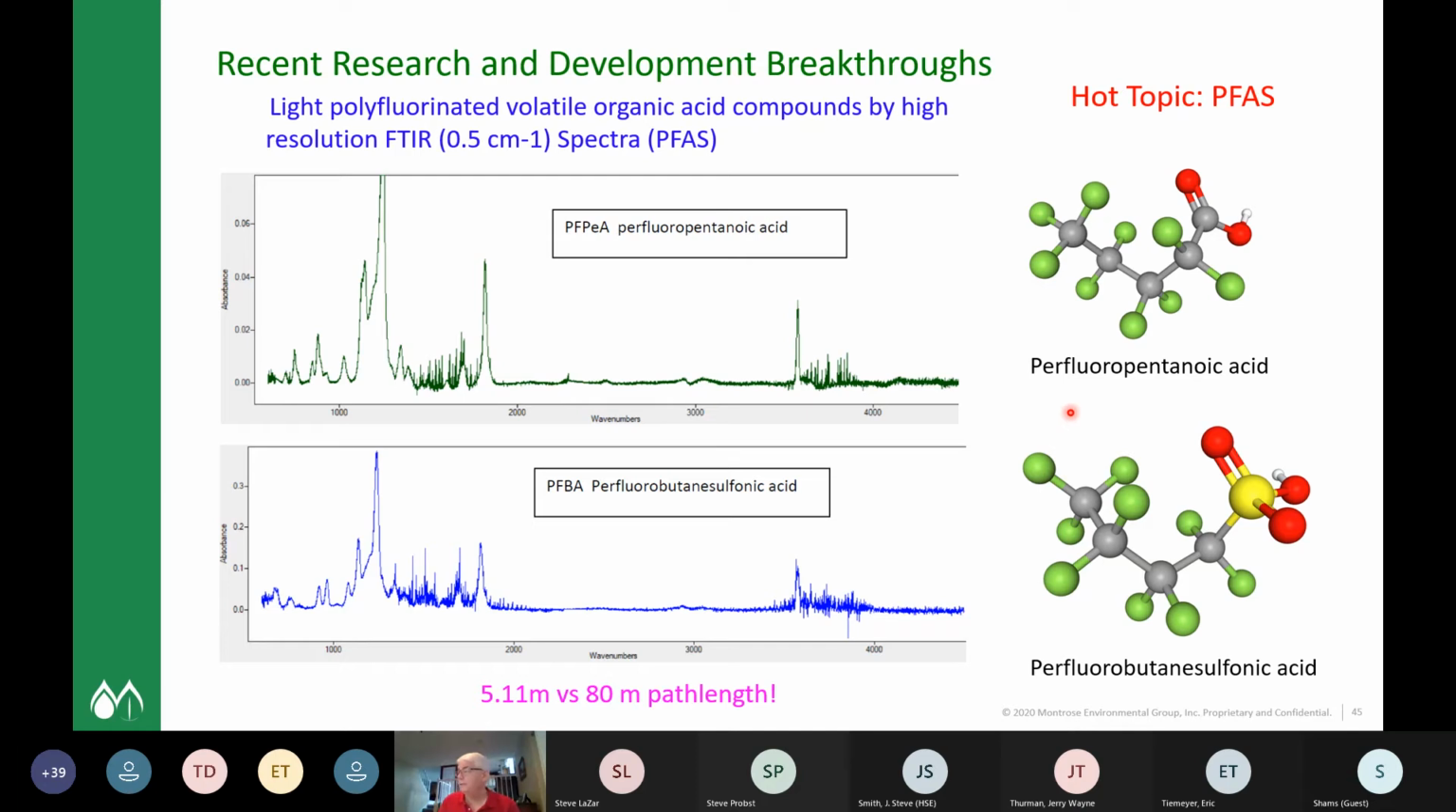perfluoropentanoic acid. Now you know why we use all these letters instead of saying all this stuff. And then the bottom one is the perfluorobutane sulfonic acid. These are two really big ones. This one because it has the sulfate group in it as well. This is the acid group on the end.